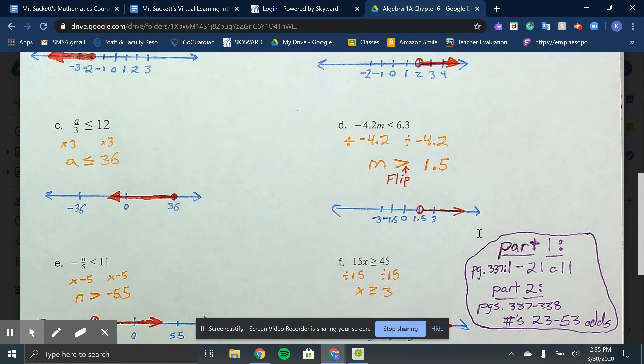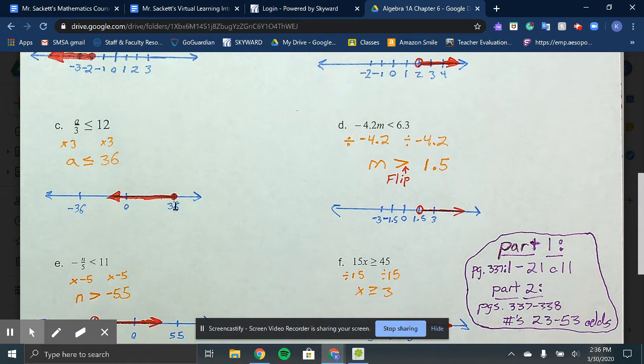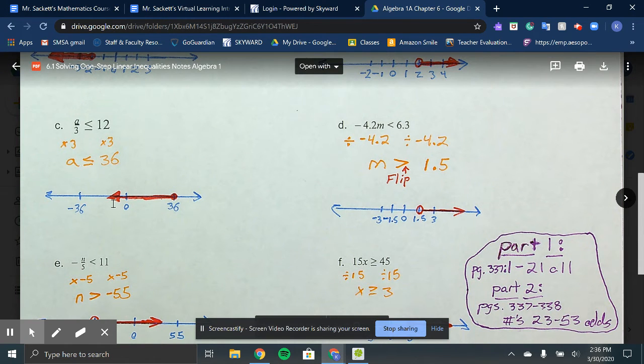All right. So for C, we have a divided by 3 is less than or equal to 12. Need to multiply both sides by 3. In this case, a is less than or equal to 36, meaning closed circle because of the or equal to. So filled in circle at 36. Less than is to the left, so our arrow would be going left.